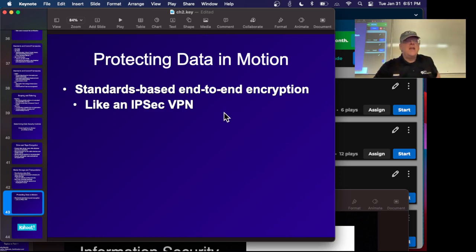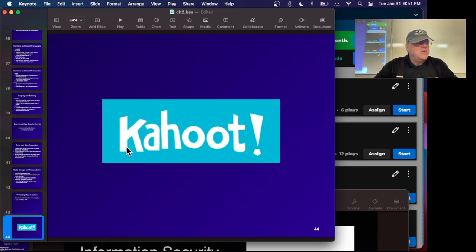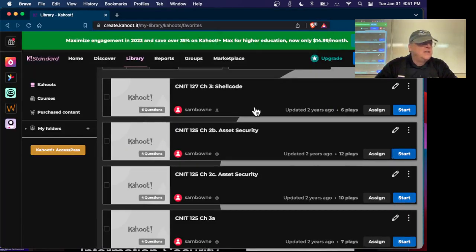And so, of course, to protect data in motion, then you use end-to-end encryption, like HTTPS, VPNs, and things like that, so that the data moving over a network is protected. All right, let's take a look at the last Kahoot, and then we'll take a break and do the first bit of the next chapter, which is pretty exciting stuff.